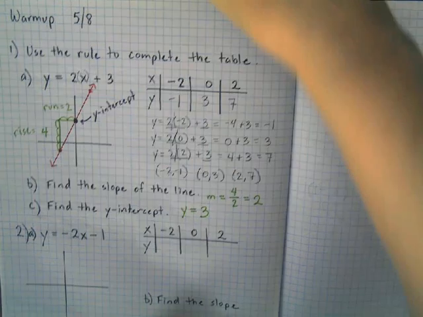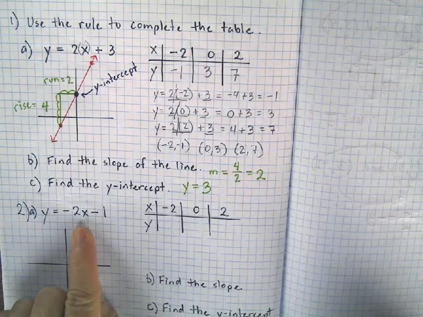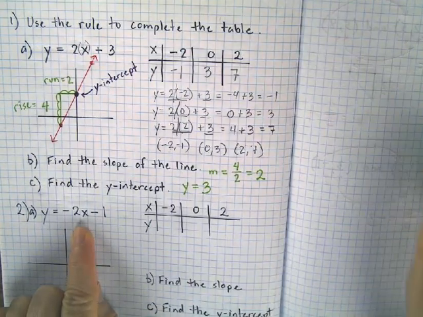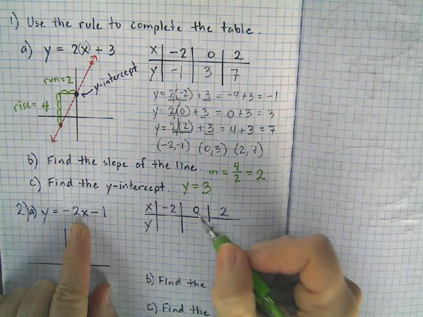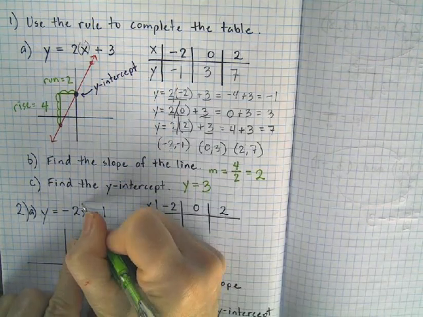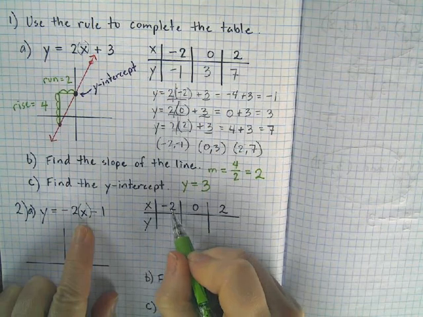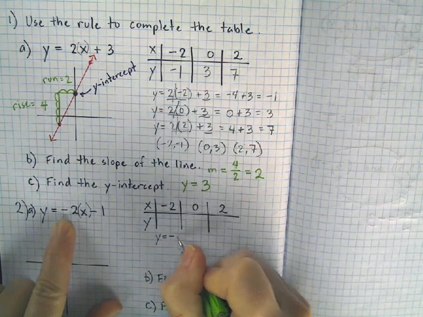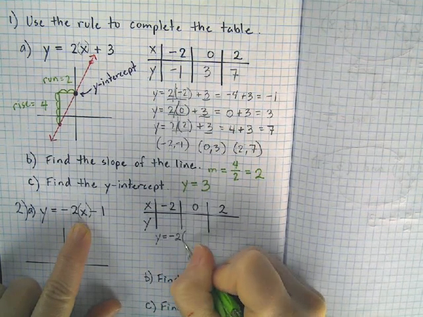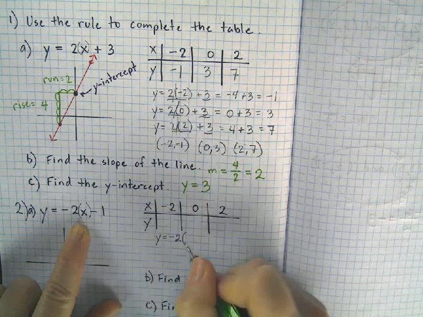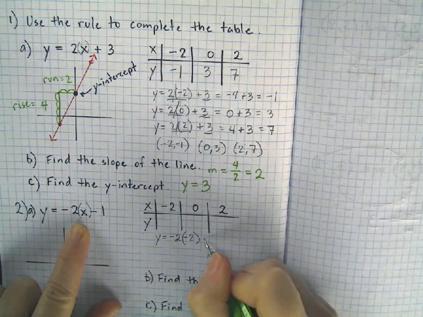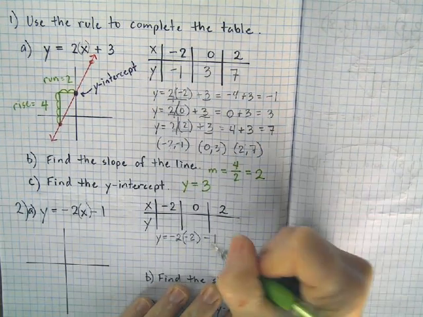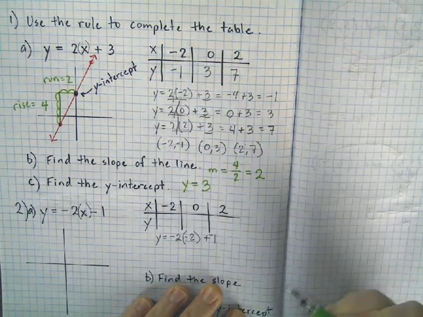Right, let's do the next one. We are going to make a table for this rule. Okay, so we're going to do the same thing we did up here. So where my x is, I'm going to put in my x value. So the first one is going to be negative 2 times, what's x? X is negative 2 minus 1. So I can rewrite, change that to plus and negative, and parse.